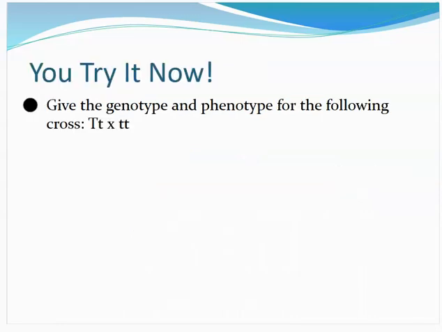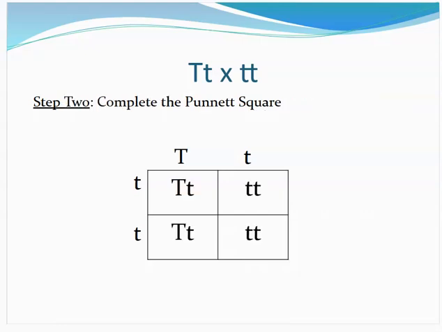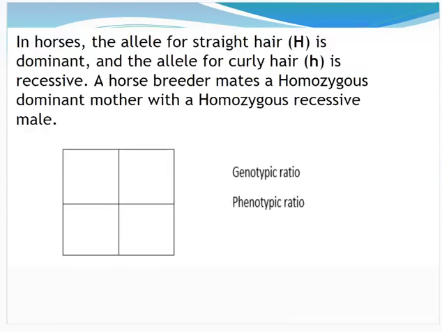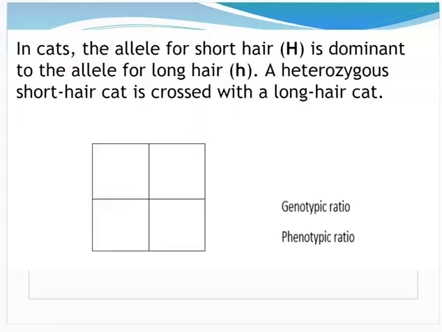So you have a couple of other opportunities to practice on these slides. If you want to, you can go through some other examples. There are quite a few here. We talk about some different organisms like horses, straight hair and curly hair. We talk about corn with smooth kernels or wrinkled kernels. We can talk about short hair, long hair in cats. There's a few examples here to practice on.